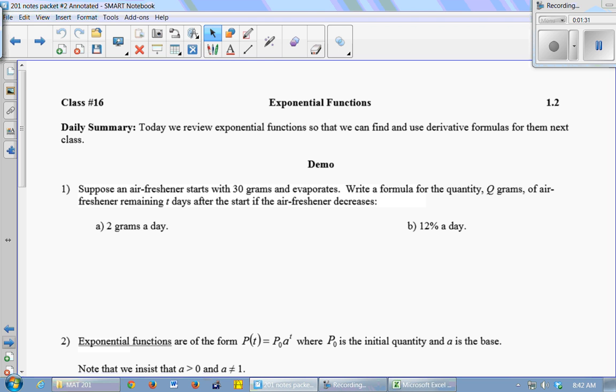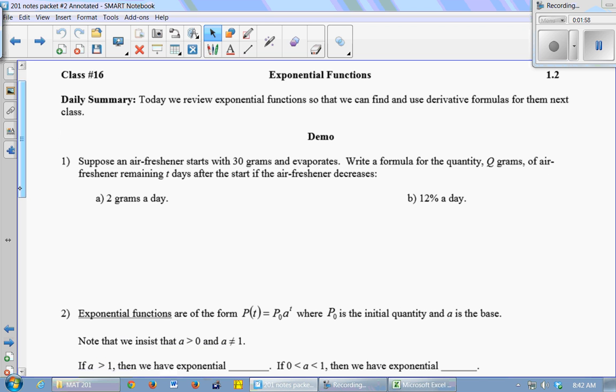Okay, so today we're going to review exponential functions so that we can find and use derivative formulas for them next class. So review day. So let's suppose an air freshener starts with 30 grams and evaporates. Let's write a formula for the quantity Q, grams of air freshener remaining T days after the start, if the air freshener decreases by 2 grams per day. What would the formula for Q look like? Q equals what?